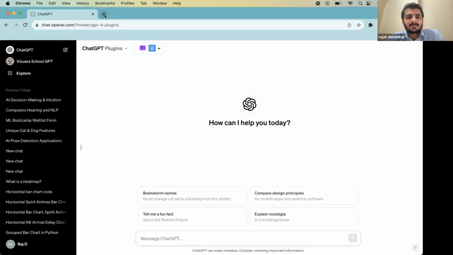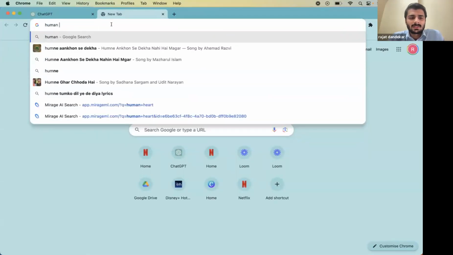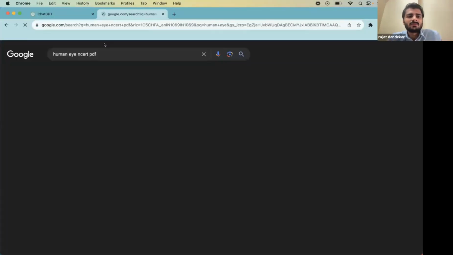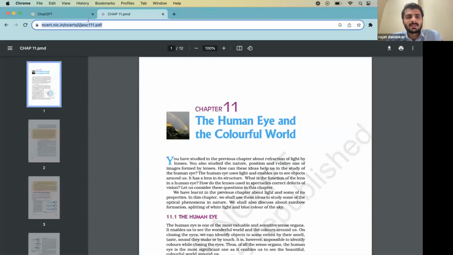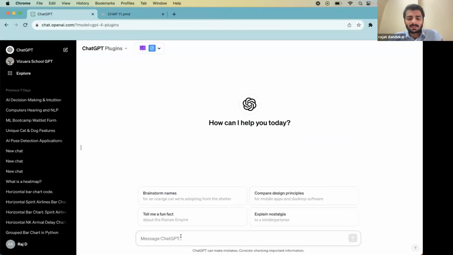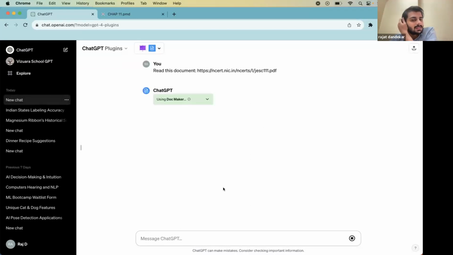Let me give an example. Let's say I'm teaching the chapter of the human eye. So let's search for human eye NCERT PDF. There is a link to this, right? I'll copy this link, and I'll say, read this document. I think it uses Doc Maker to read this document.